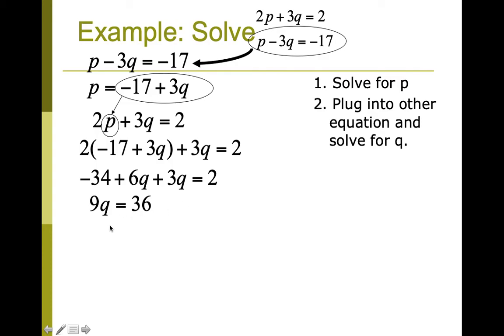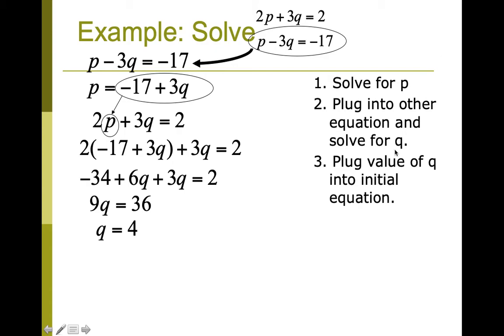So now I just divide both sides by 9, and you get 4 as an answer. So whenever we substitute in for p, q will be 4. So now all you do is take that q, take that 4, and sub it back into the value of one of these two formulas to solve for p.